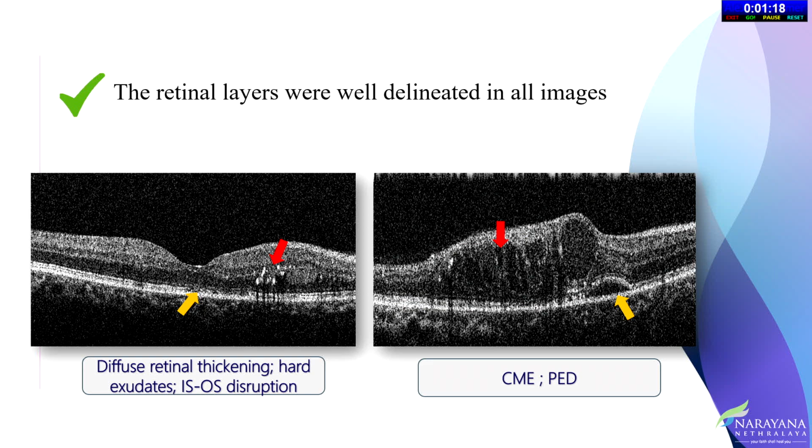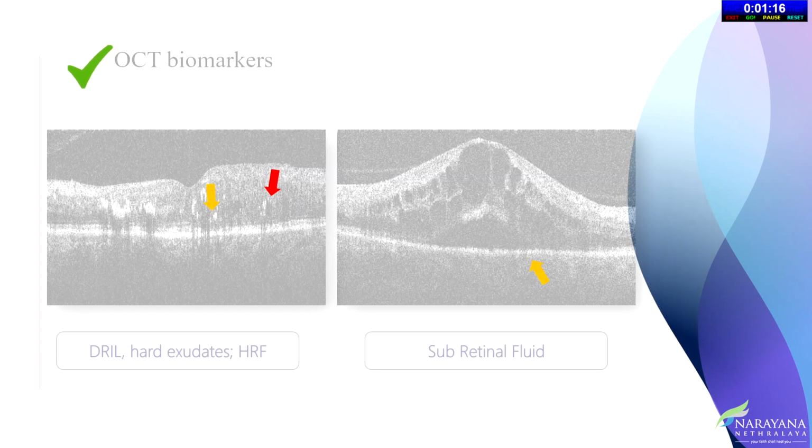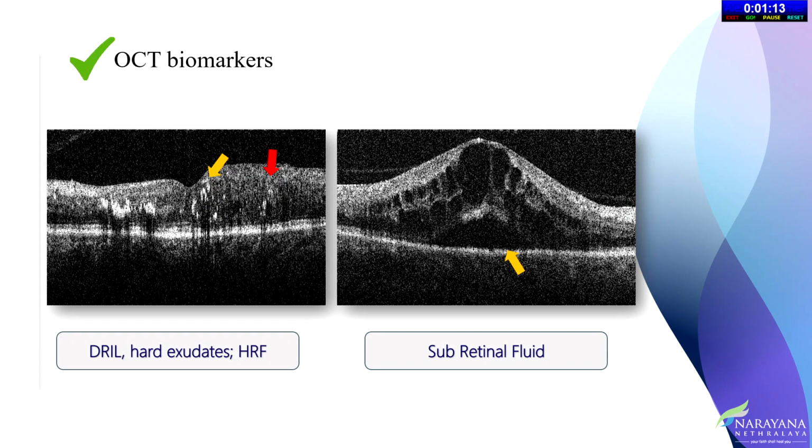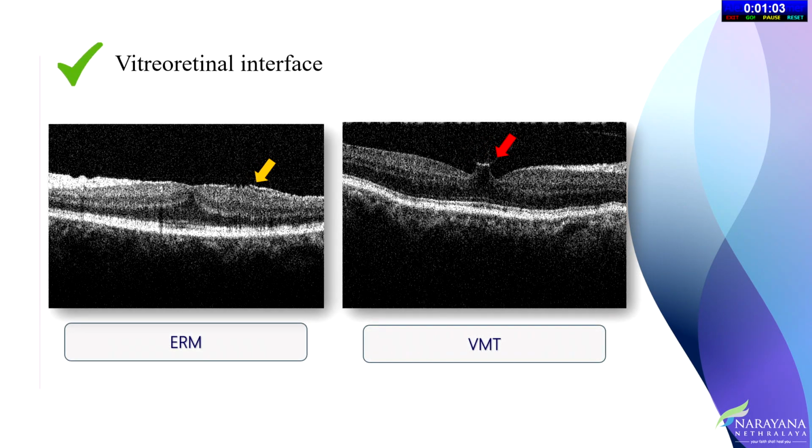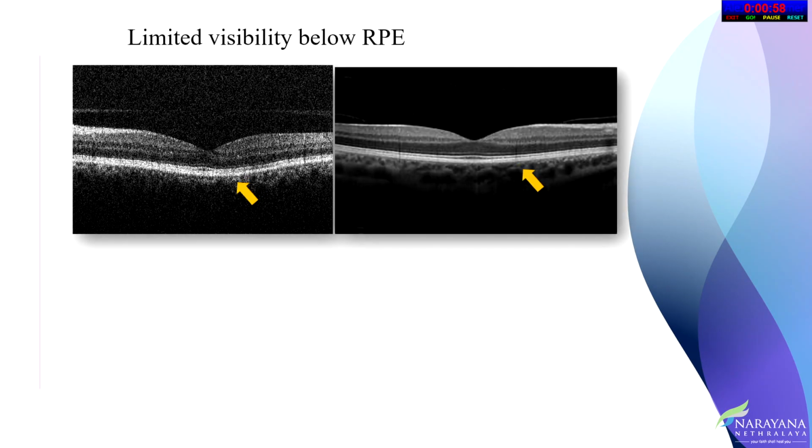In the second image, we can see a pigment epithelial detachment. We could also note a few OCT biomarkers like DRIL changes, that is the disruption of the retinal inner layers in the picture that you can see, the red arrow above, and subretinal fluid. The vitreoretinal interface abnormalities such as an ERM and VMT were also well noted. However, there was limited visibility below the RPE.